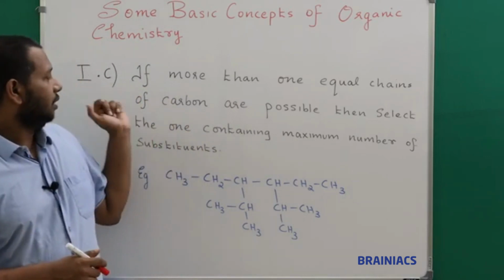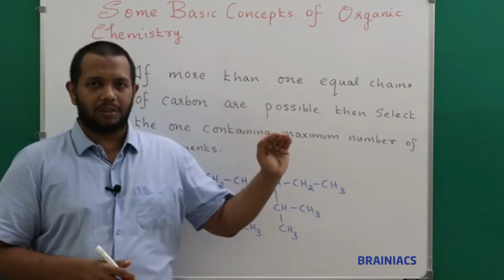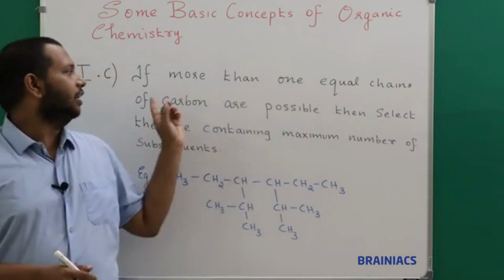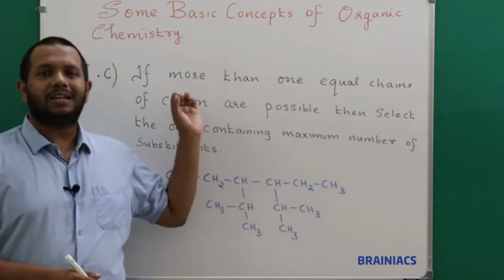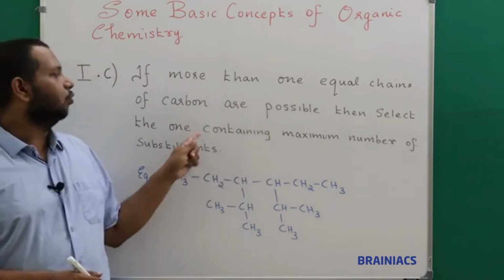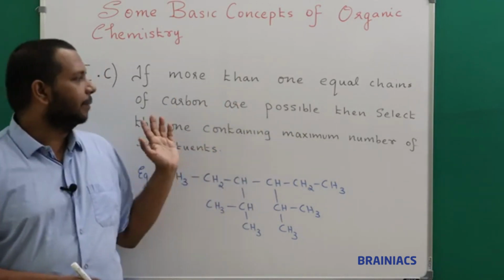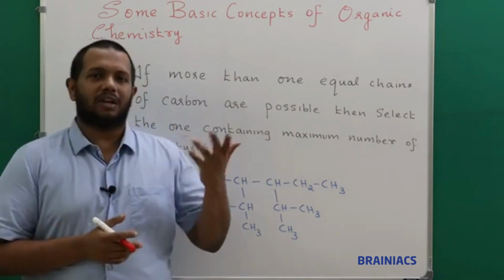The statement states that if more than one equal chains of carbon are possible, then select the one which contains the maximum number of substituents. Okay, now I will explain.